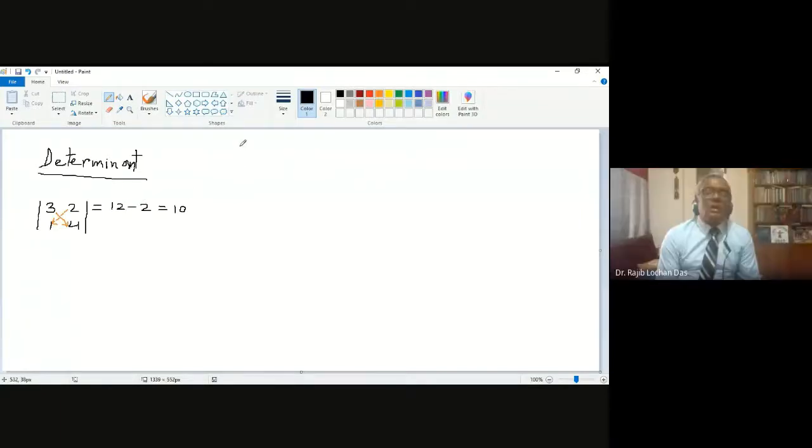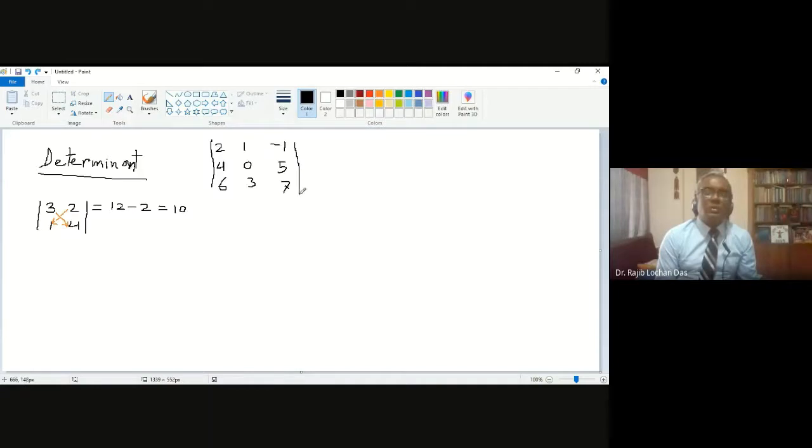Now we will talk about the bigger one and we will try to find out the value of a determinant which is 3 row 3 column. Say it is 2, 1, minus 1, then 4, 0, 5, then 6, 3, 7. Say this is my 3 by 3 determinant and we will try to find out its value.